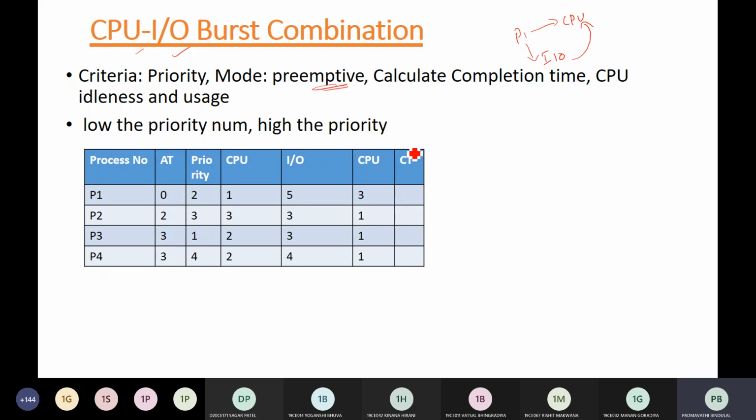Now here the question was given to calculate the completion time, and also you were supposed to calculate CPU idleness and usage. Okay, these were the questions that were given to calculate. So let's see how you can do this numerical.